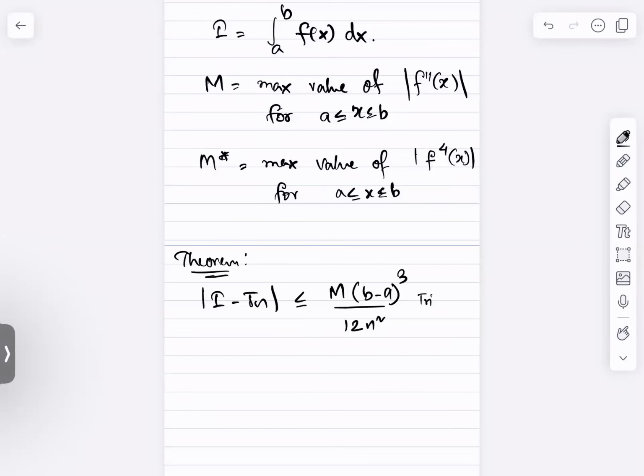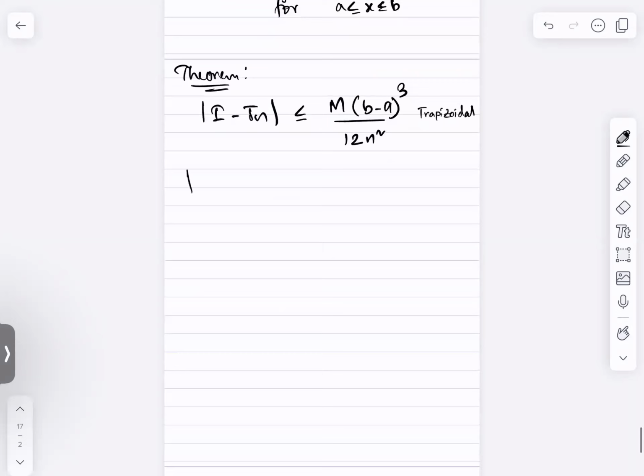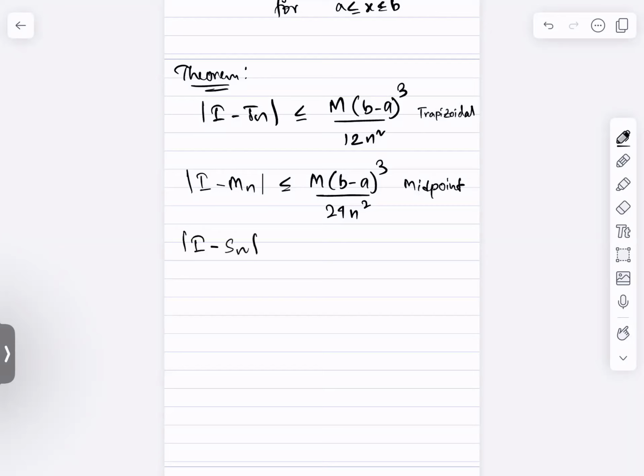This is for the trapezoidal rule, and for the midpoint rule, the formula is M times (b minus a) to the 3rd over 24 n squared. This is for midpoint error calculation. And for Simpson's rule, I should have M star times (b minus a) to the 5th over 180 n to the 4th. Simpson.